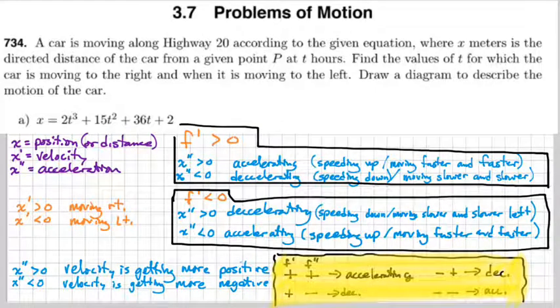There's all the notes and vocabulary that you need for doing motion problems. Now let's do this problem.